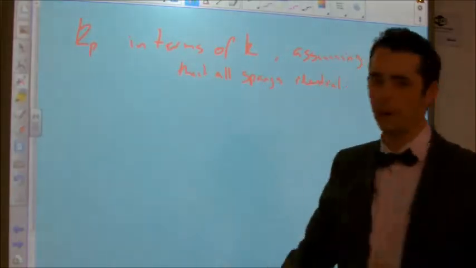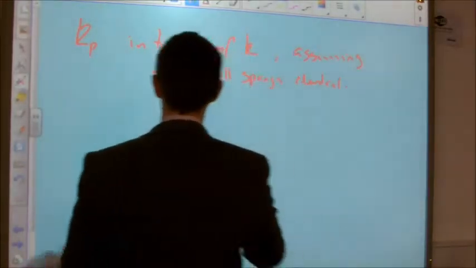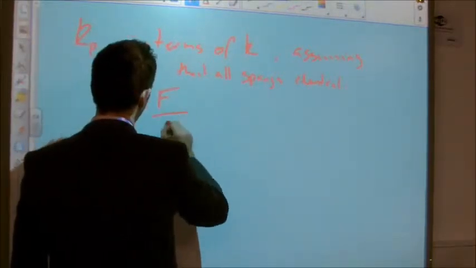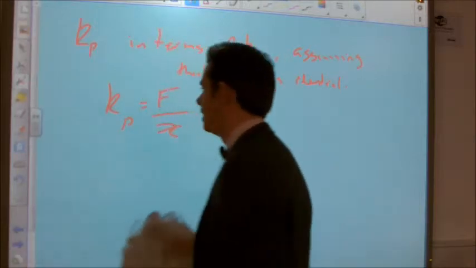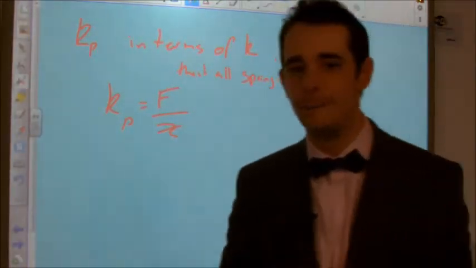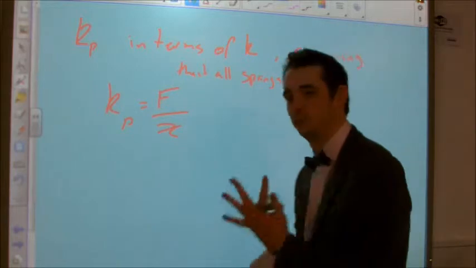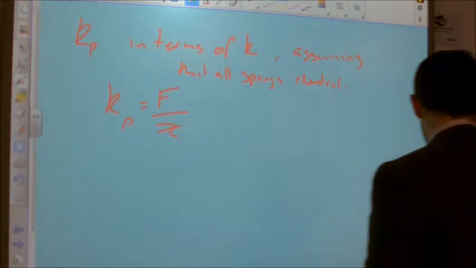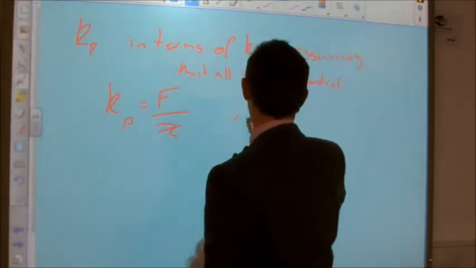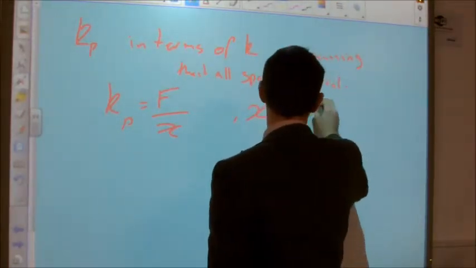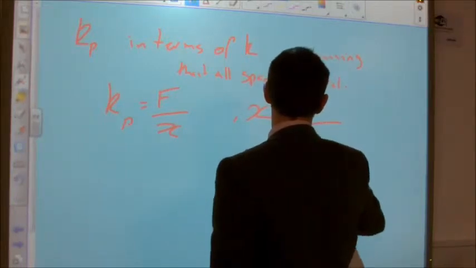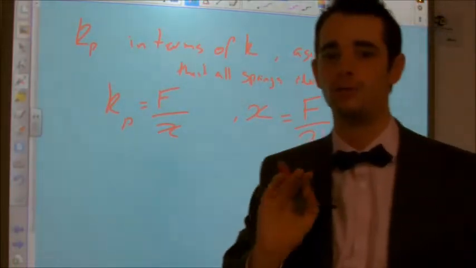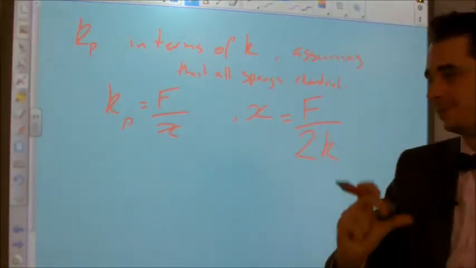Hopefully what you've remembered and what you've already written is that Kp is equal to F, our force, divided by our extension. Our spring system follows Hooke's law. It obeys Hooke's law of elasticity. It will still produce a straight line graph, so we can immediately write that down as something we already know. We can also say that we know that extension is equal to force divided by 2k, where k is the spring stiffness constant of our original springs, individually.